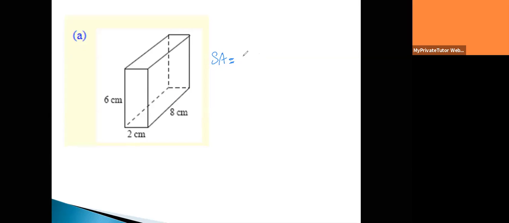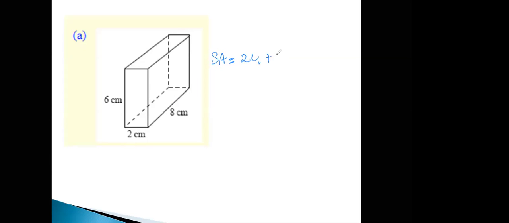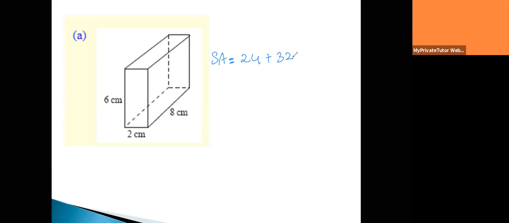Multiply that by 2. 6 twos are 12, 12 and 12 are 24. Very good. Then we have the base and the top part, which are also equal. So this will be 2 times 8 times 2. So that should be 8 times 2, 16, plus 16 is 32.